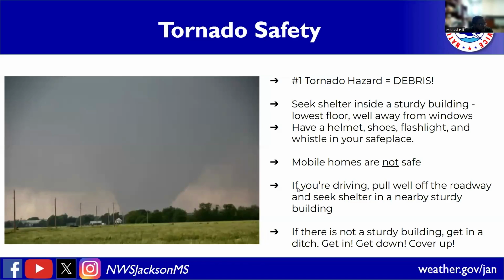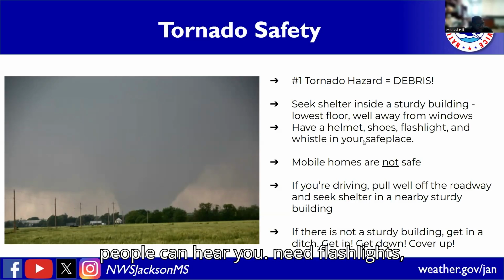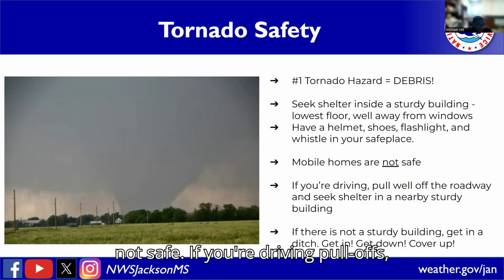Okay. Tornado safety. The number one tornado hazard is debris. Seek shelter inside a sturdy building on the lowest floor, well away from windows. Have a helmet, shoes, flashlight, and whistle in your safe place. You need a whistle to alert people if you're buried under rubble. Make a noise so people can hear you. You need flashlights. You need shoes to protect your feet, and a helmet to protect your head from blunt force trauma. Mobile homes are not safe.